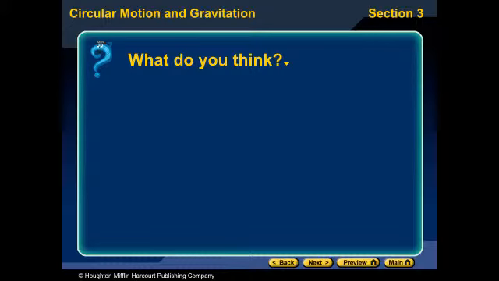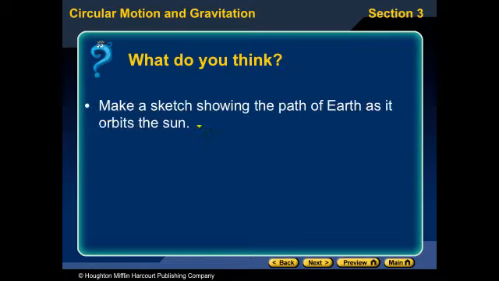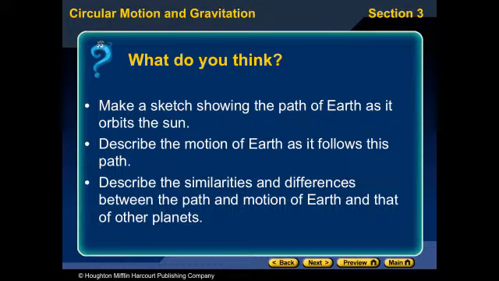Okay, section 3 is over motion in space, and we're going to look specifically at Kepler. To start off the section, you don't have to make a sketch, but think about the path of the Earth as it orbits the Sun. Think about what it looks like and describe the motion of the Earth as it follows that path. What are the similarities and differences between the path of the Earth and that of other planets? Just think through those for a second.